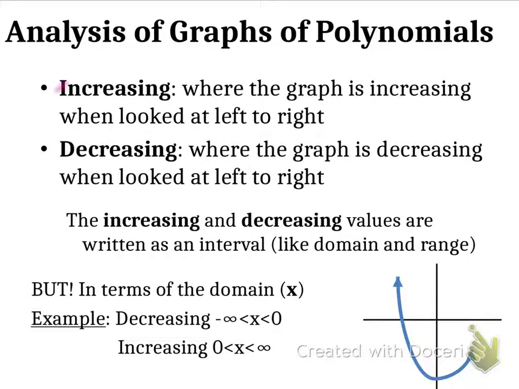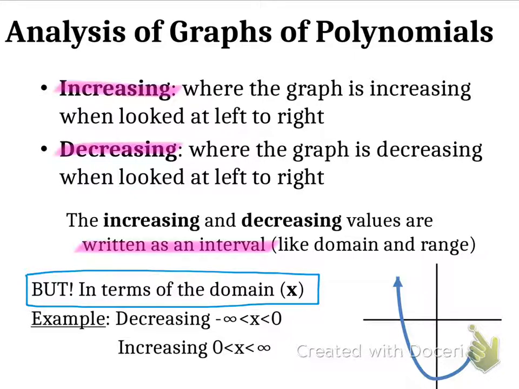A polynomial is considered to be increasing when the graph increases when you look at it left to right. Therefore, it decreases when, as you go left to right, the function decreases. Now, the increasing and decreasing values are also written as an interval, just like the domain and range. So here's the hard part. It's in terms of the x. Okay, so we're going to write it in terms of x instead of y. So this is kind of difficult.